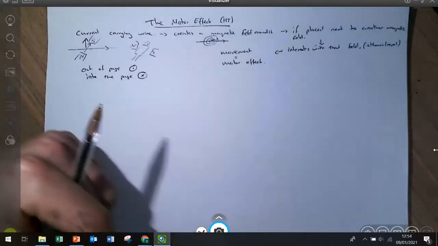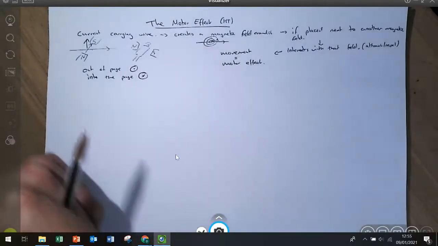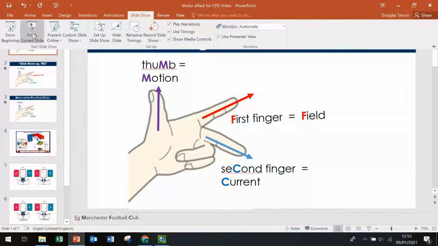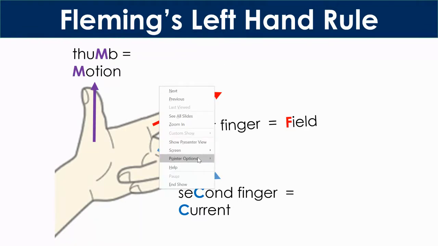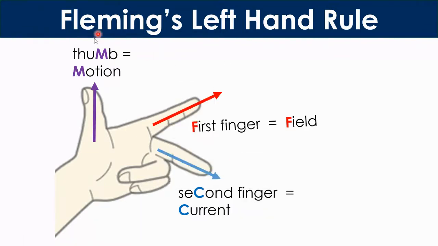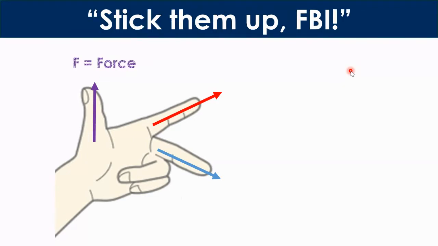So there's a few other tools for remembering this, and I personally don't have a preference when it comes to using these. I think you just need to see what your class responds to, or if they have another way. One way is to really highlight the fact that letters in the words actually match up. So thumb is motion, first finger is the field, and the second finger is the current. This works for some students. This is personally how I remember it.